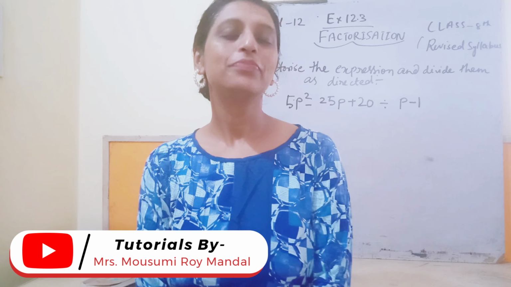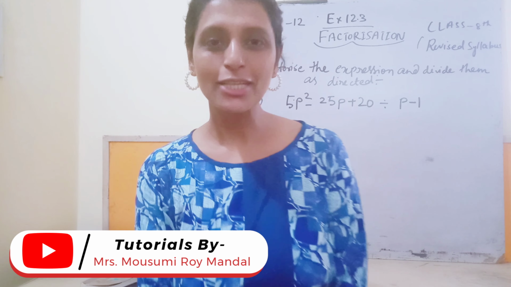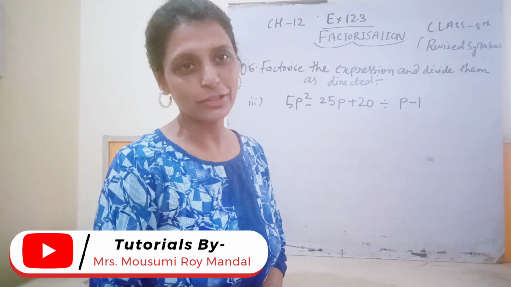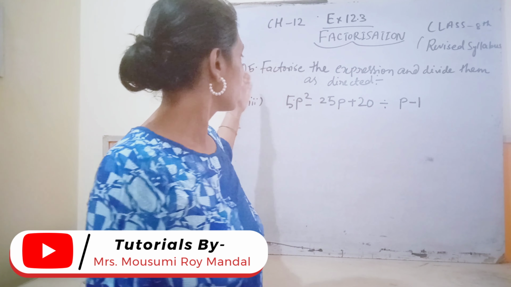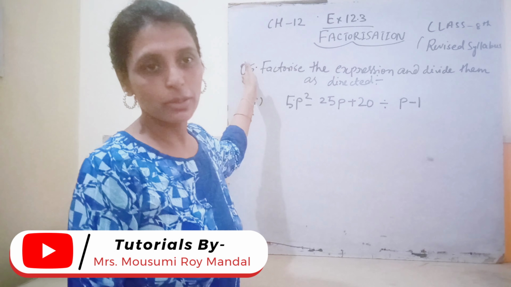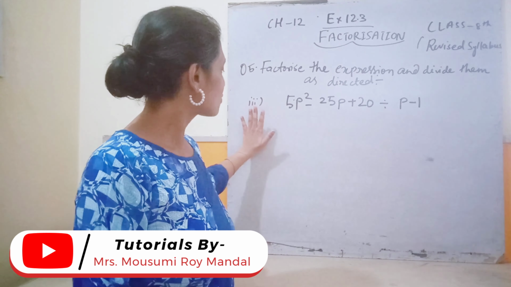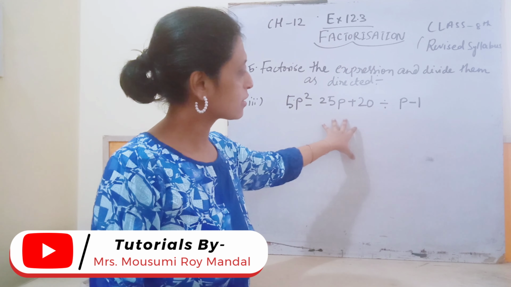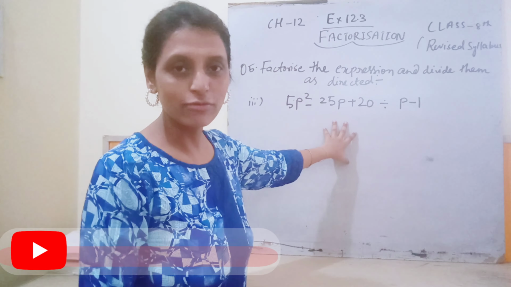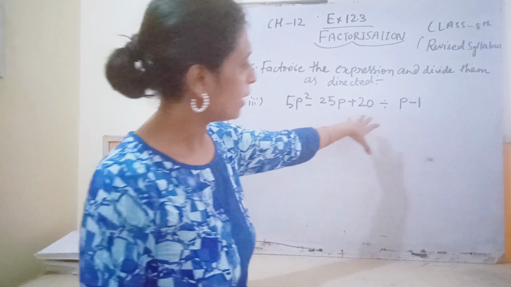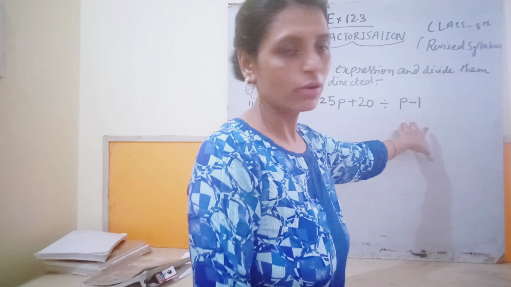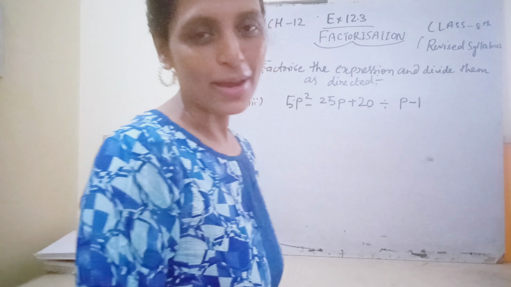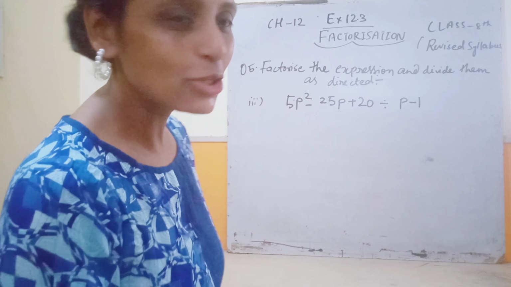Hello all. Children, we are going to continue with exercise 12.3 of chapter 12, factorization. We were solving question number 5. Coming to the third part, we have to factorize the given expression and divide by p minus 1. First we are going to factorize it, then we have to divide it by p minus 1. So let's see how to do it.